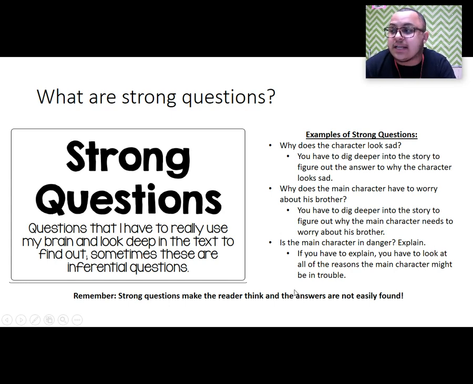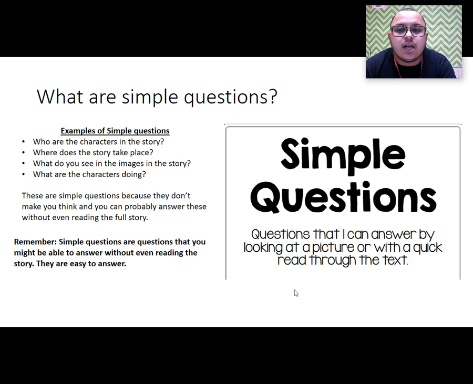Next, we have simple questions. So, what are simple questions? Well, simple questions are questions that I can answer by looking at a picture or with a quick read through the text. So, if you know how to skim a text, it means you're looking over all of the words really fast to try to look for key words. Some examples of some simple questions are, who are the characters in the story? That can be answered quickly just by scanning the page and looking for names.